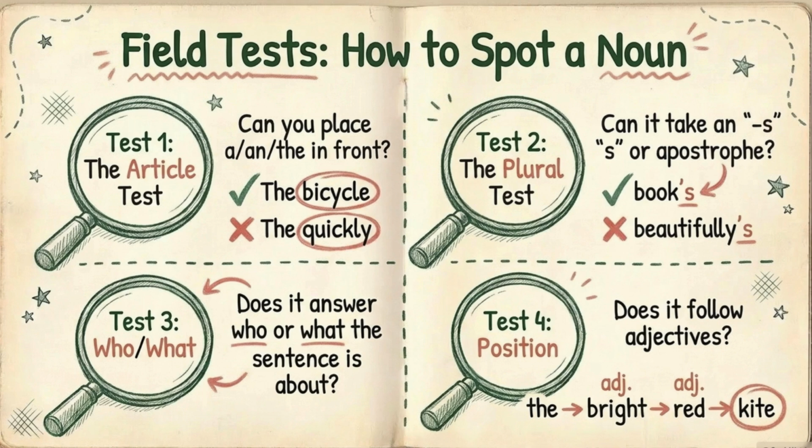Field tests, how to spot a noun. Not sure if a word is a noun? Run these 4 field tests. Can you place a, an, or the in front of it? The bicycle, yes. Can it take an s or apostrophe, like books? Does it answer who or what the sentence is about? And does it sit right after an adjective, like the bright red kite?